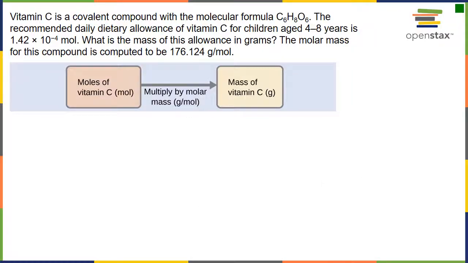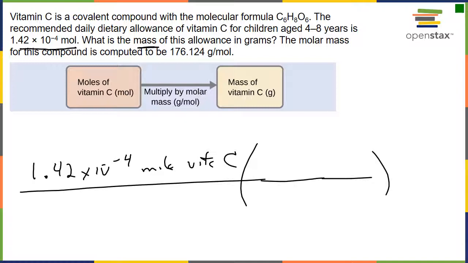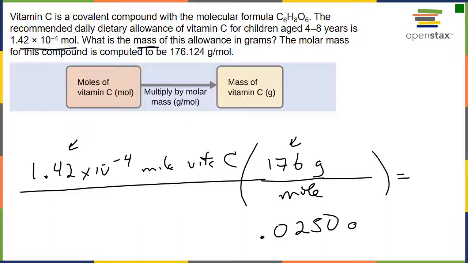All right, let's continue and let's look at our molar masses and our grams. We want to know how many grams of this vitamin C is in this number of moles. The rest of this information is completely irrelevant to the question. We're starting out at 1.42 times 10 to the minus 4 moles of our vitamin C. And we're asking how many grams that is. Well, the molar mass of vitamin C is 176 grams per mole. We only have 3 sig figs in our question, so we only need 3 sig figs here. And that is going to give us a total here of 0.0250 grams of vitamin C in the daily allowance for vitamin C for children aged 4 through 8.